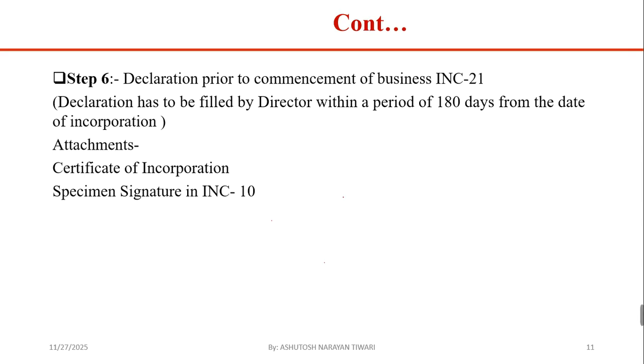Step 6. Declaration prior to commencement of business, INC 21. Declaration has to be filed by director within a period of 180 days from the date of incorporation. Attachment: certificate of incorporation, specimen signature in INC 10.